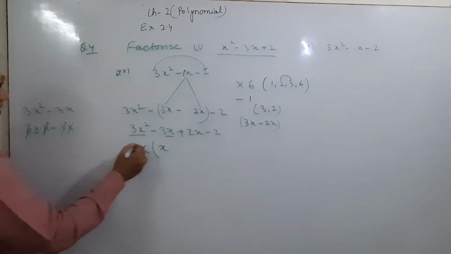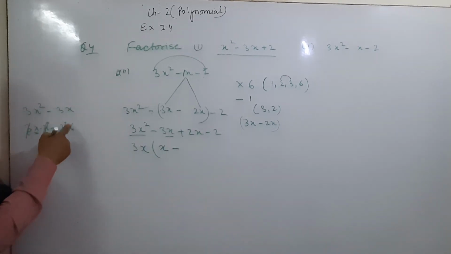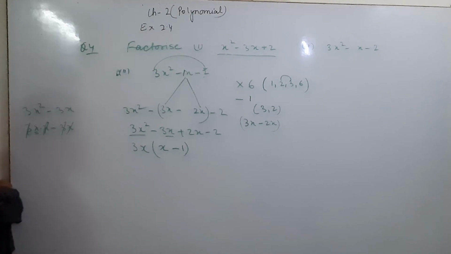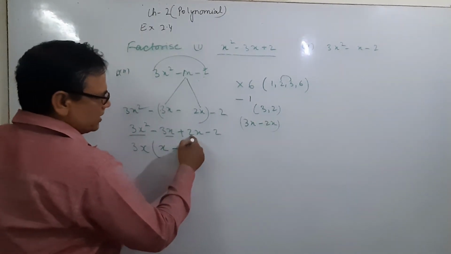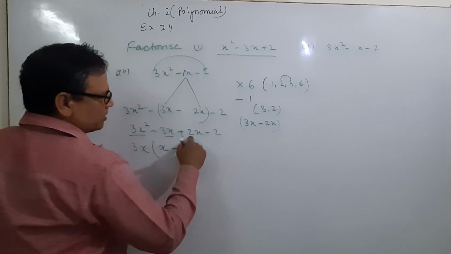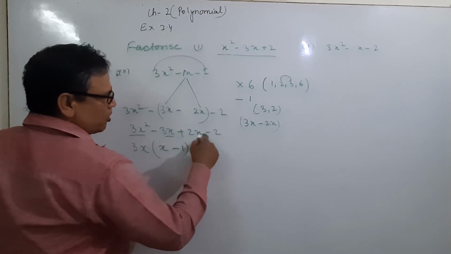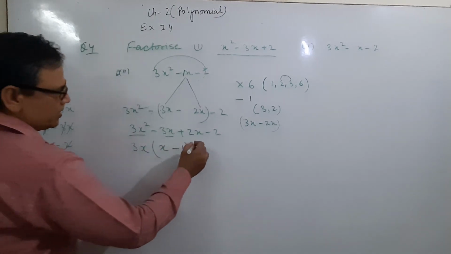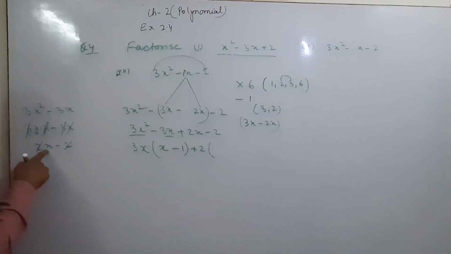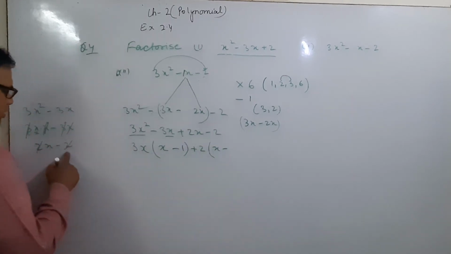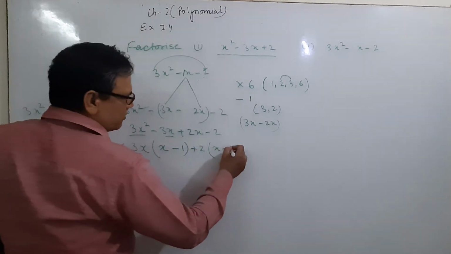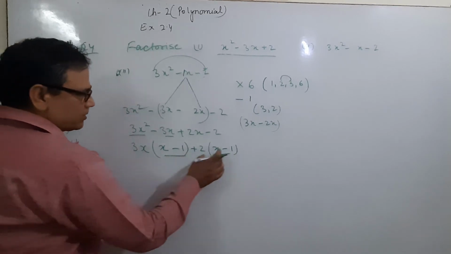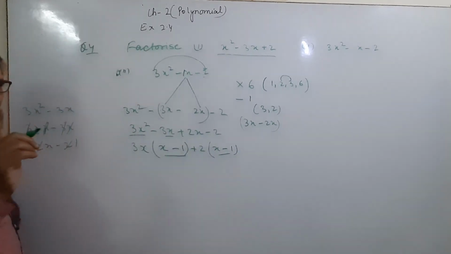And now what is left here? Minus. Here 3x is common, and now nothing is left. When nothing is left, we have to write 1. And here is the sign plus. And here is 2x minus 2. What is common? The common factor is 2. 2 is common, so what is common is 2. And in the bracket, what is left here? x minus, and 2 is cut. If nothing is left, then you have to write 1. This is the same. We write the repeated or the same term only one time.